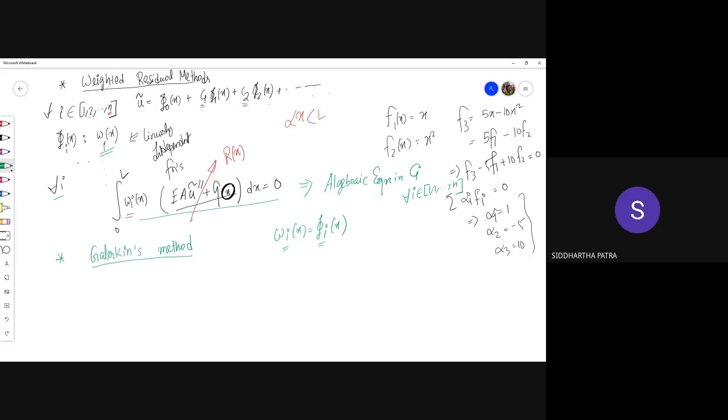Now, what is the idea behind choosing these weights? Again, the condition on these trial functions is that they should be linearly independent. Now, let's take the example of Galerkin's method. Where does this idea come from? That you multiply your residual, which is a differential equation itself, with the trial function and integrate that and equate that to 0. Where does that come from?